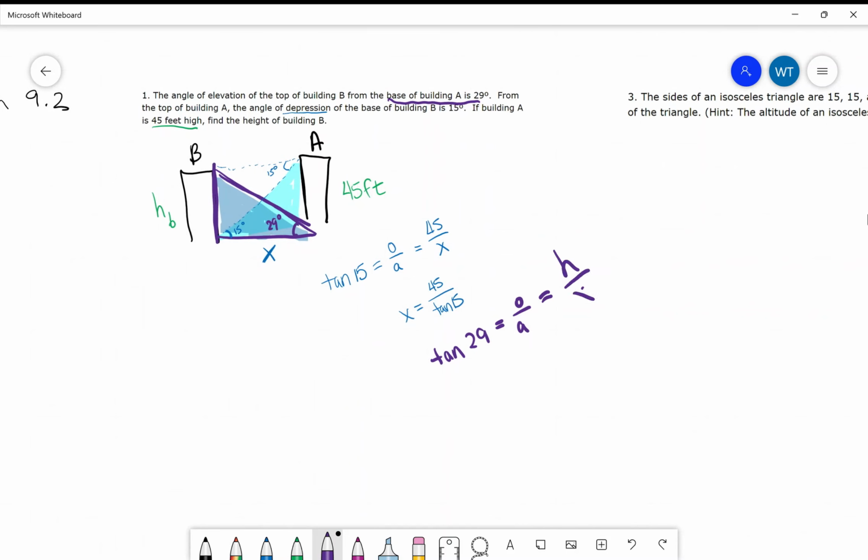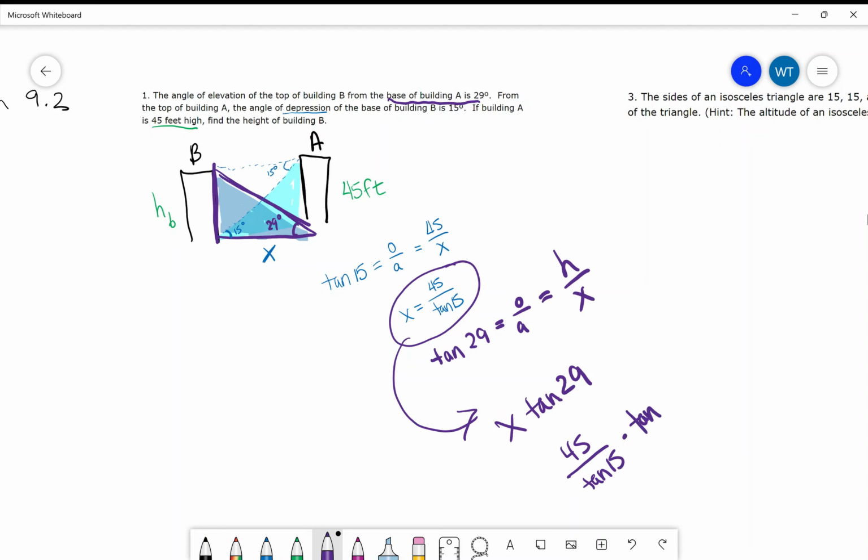equals opposite over adjacent, H over x. And because we know what x equals, we're just going to do x tan 29. And we're just going to take this and plug it into this. And when doing that, 45 over tan 15 times tan 29, we have that equals 93.1. And that is our solution.